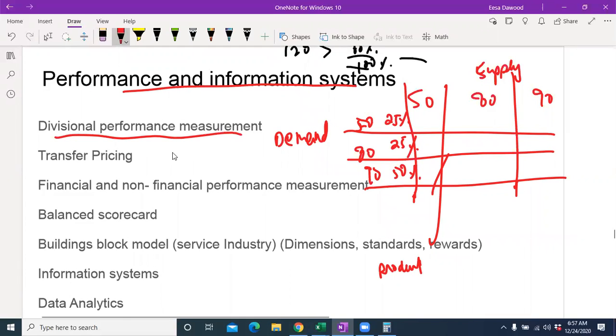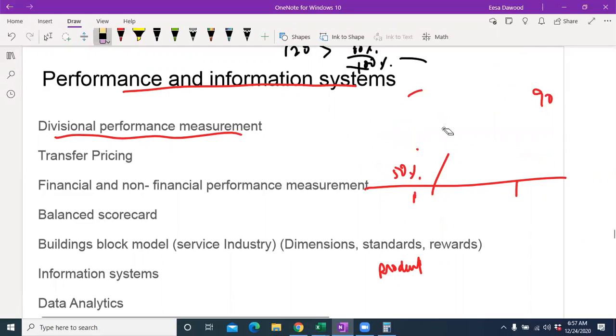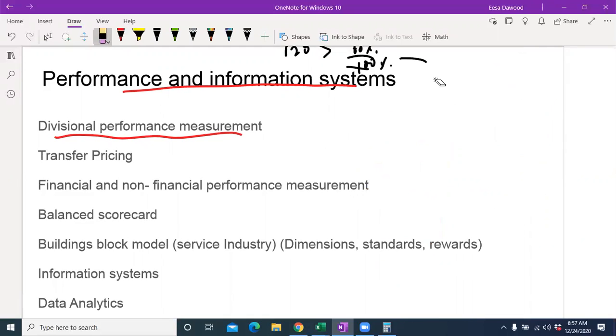There is one topic known as divisional performance measurement and transfer pricing, financial and non-financial performance, balanced scorecard, information system and data analytics. Okay, divisional performance measurement. When a company has a decentralized structure where divisional managers have got authority, whether it's a profit center or an investment center manager, how are you going to measure their performance?